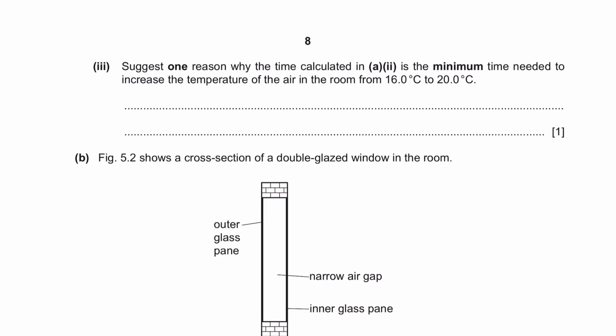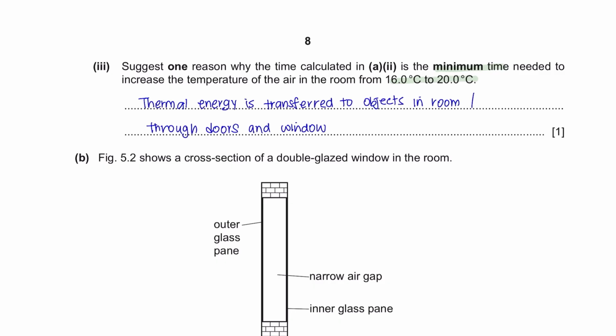Part 3. Suggest one reason why the time calculated in Part A2 is the minimum time needed to increase the temperature of the air in the room from 16 degrees Celsius to 20 degrees Celsius. In real life, there could be thermal energy lost to the surroundings in the form of being transferred to objects in the room or through the windows or doors.